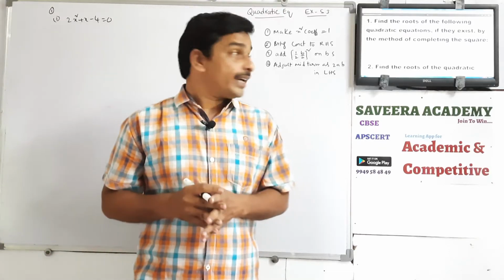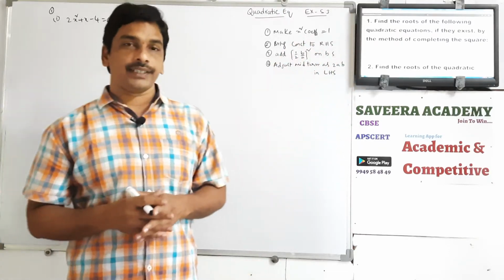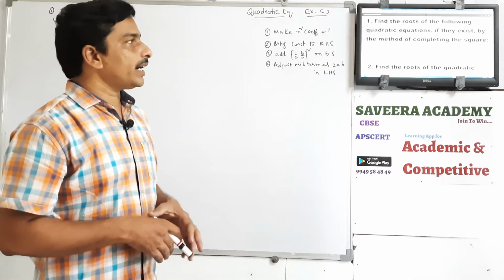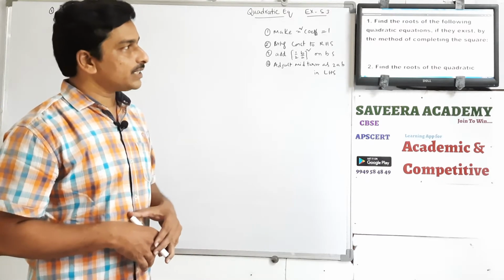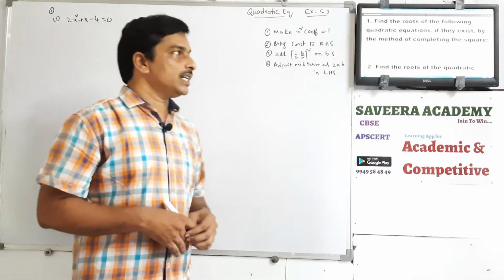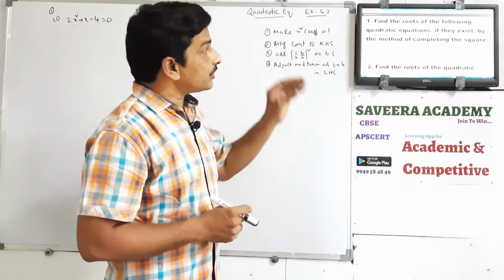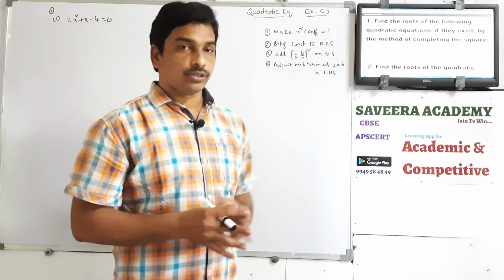Today we are going to discuss exercise 5.3. First one: find the roots of the following quadratic equations, if they exist, by the method of completing the square. So here also we have to find the solutions, or zeros, or the roots.